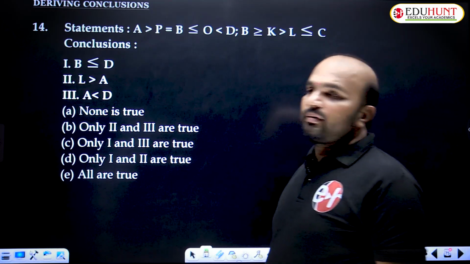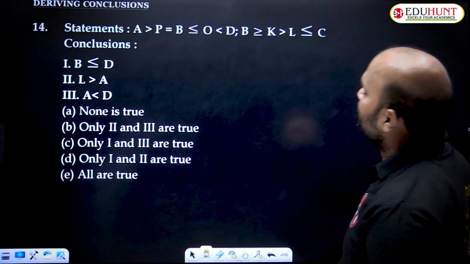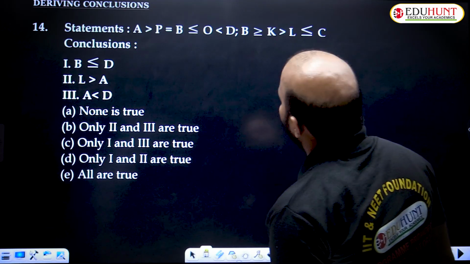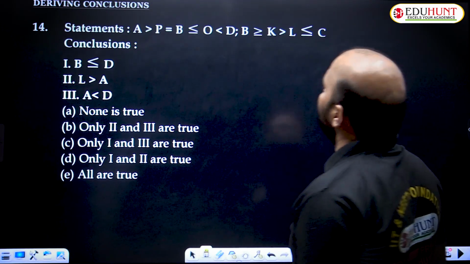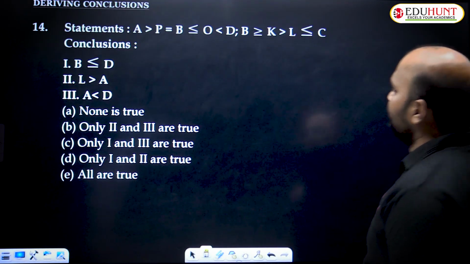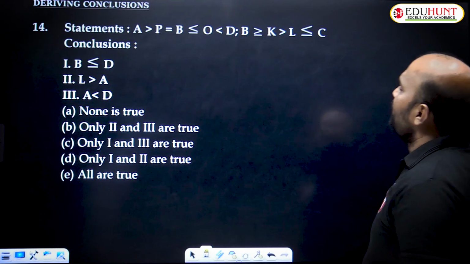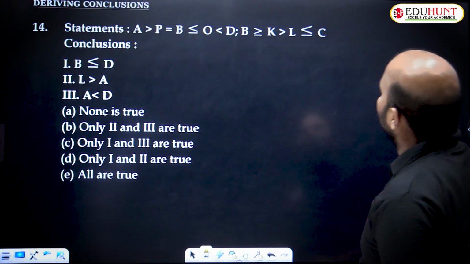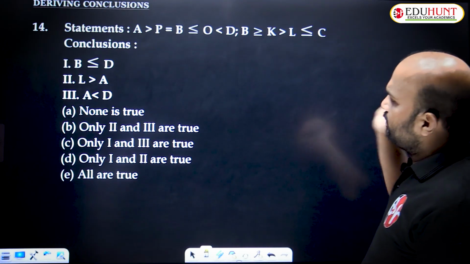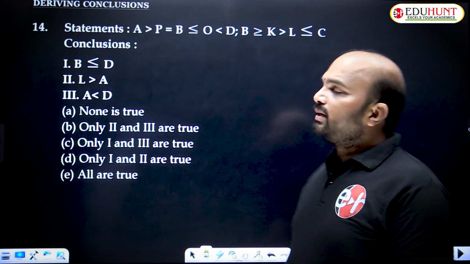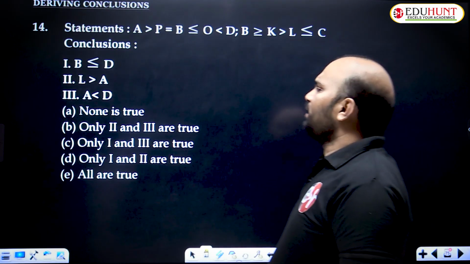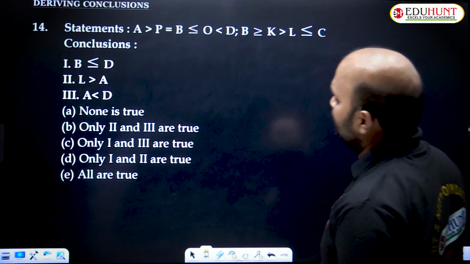So let's go to question number 14. Given statements: A is greater than P, P equals B, B is less than or equal to O, less than D. What is the second statement? B is greater than or equal to K, K greater than L, L is less than or equal to C. The conclusions: first, B is less than or equal to D; second, L is greater than A; third, A is less than D.